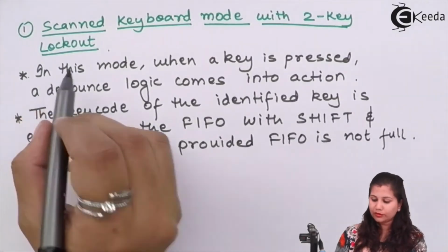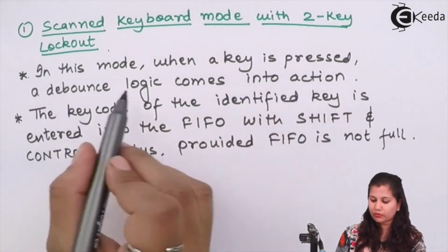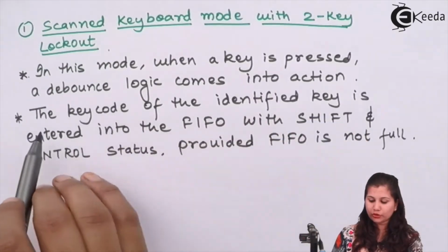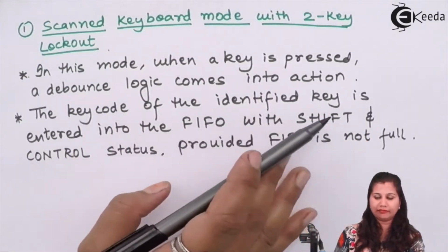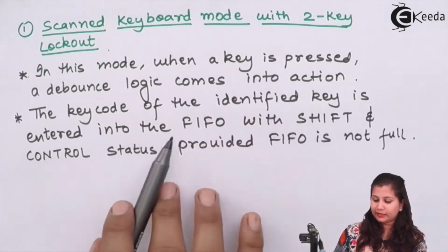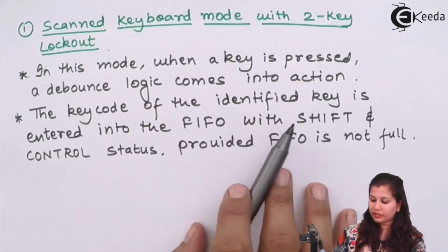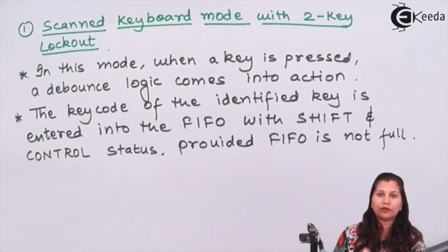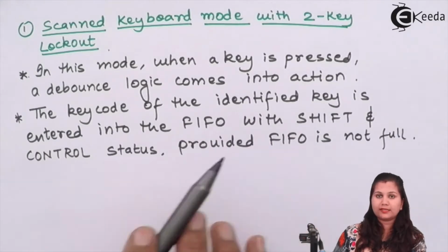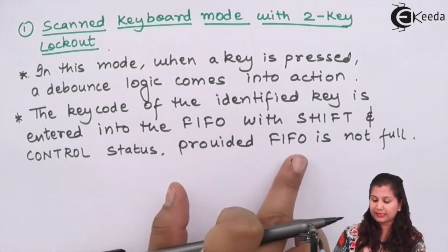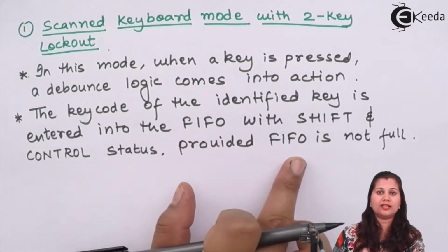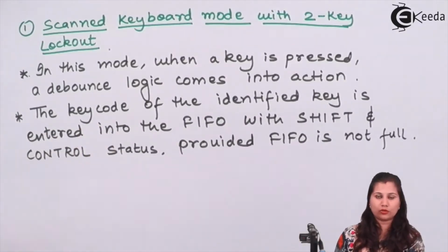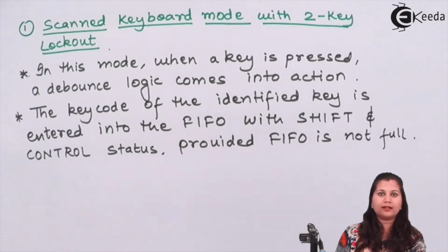So in this mode, when a key is pressed, a debounce logic comes into action, and this debounce logic is going to store the key code of the identified key into the FIFO RAM with the shift and control key status, provided that the FIFO is not full. FIFO here is the RAM. We are representing RAM here, the memory where the key code and the status of all the keys is stored. So this FIFO is the RAM.